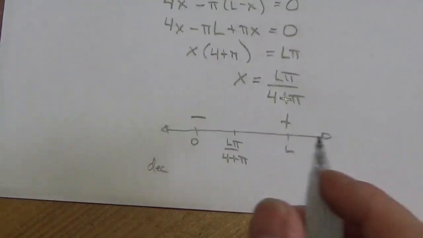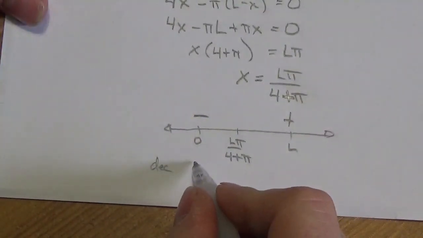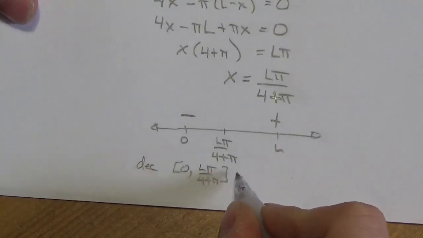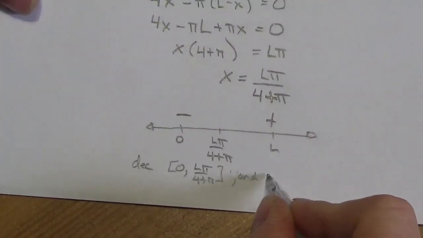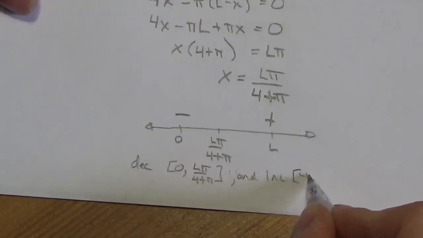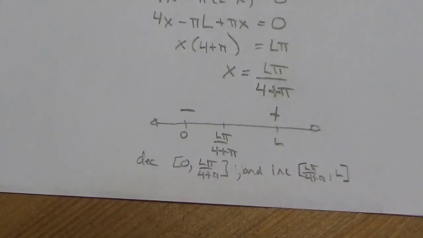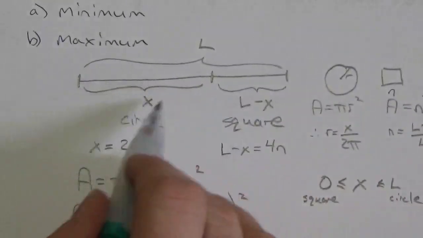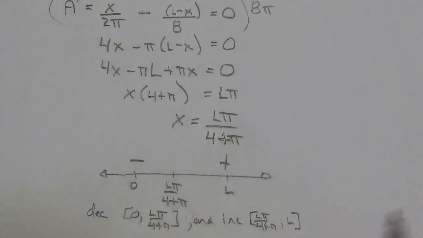Now, in terms of the scenario here, it's going to be decreasing on the interval from 0 to L pi over 4 plus pi. Oops, sorry, not union, this is quadratic. And increasing on the interval L pi over 4 plus pi, comma L. So I know that this corresponds to a minimum. So as long as we cut this off such that this distance right here is equivalent to the total distance times pi over 4 plus pi, that will give us a minimum.